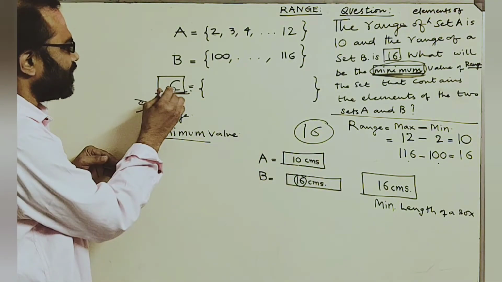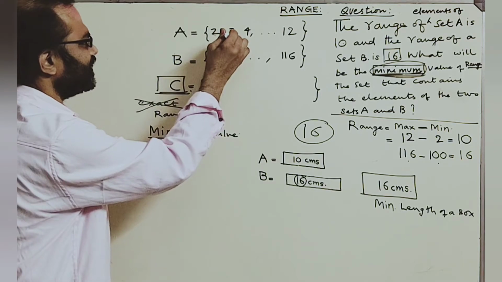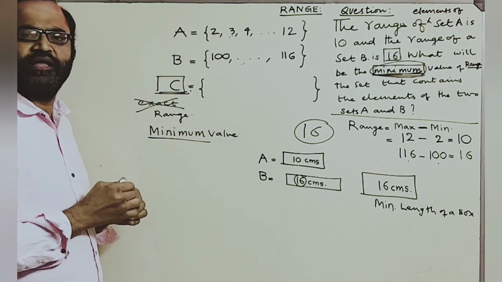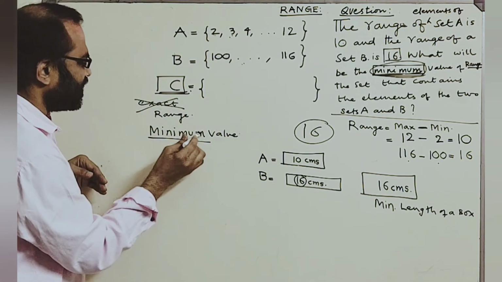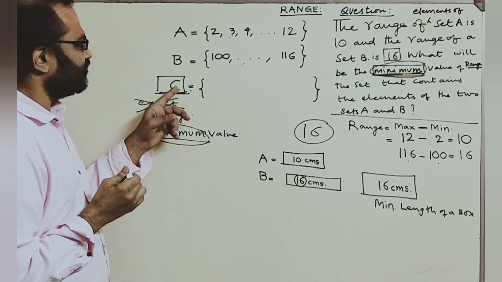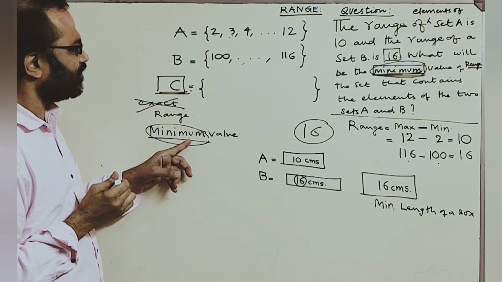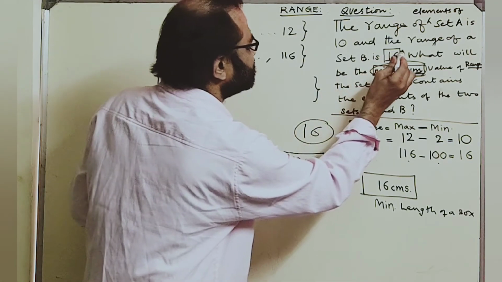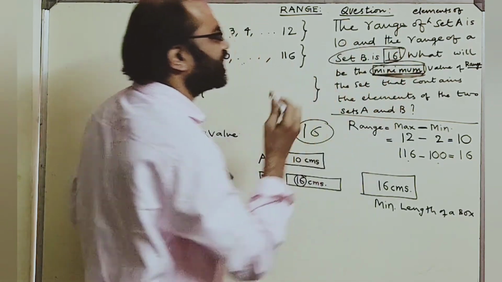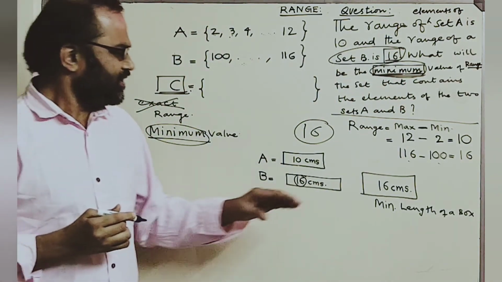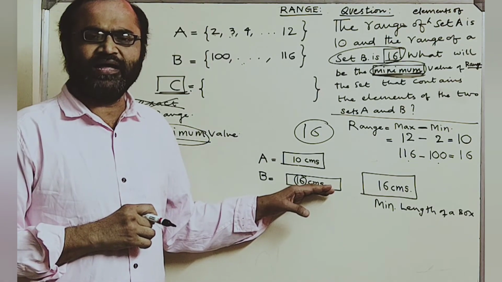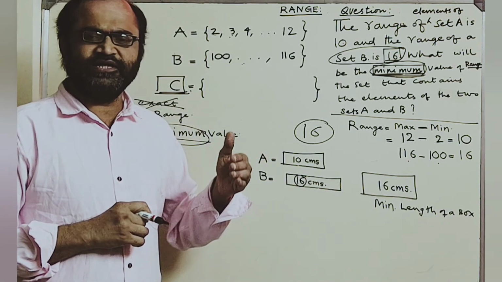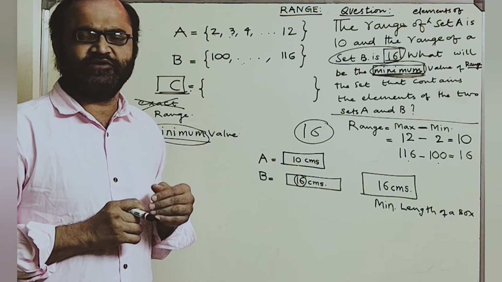Similarly, for the combined set having the elements of the two sets A and B, if we are asked to find the minimum value of the range, then for that combined set the minimum value will be the range of whichever set is greater. Okay, with this practical example, I think you can deduce the theoretical explanation yourself clearly.